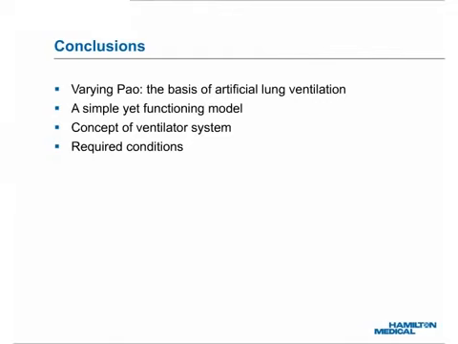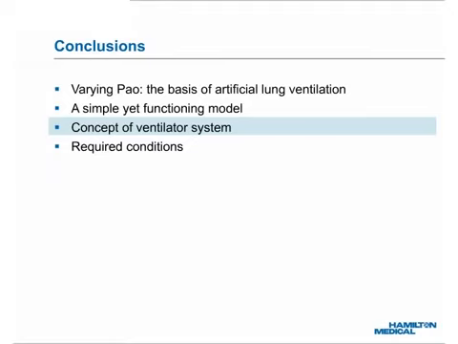To sum up then, in the last training unit, Lung Ventilation, Natural and Artificial, we learned that artificial lung ventilation is achieved by varying airway opening pressure, or PAO. In this unit, we have modified a balloon inflation system into a simple but fully functioning model of a ventilator system. This model has helped us to understand how a varying PAO can be generated to intermittently inflate and deflate a balloon. Furthermore, a critical concept of a ventilator system has been introduced.